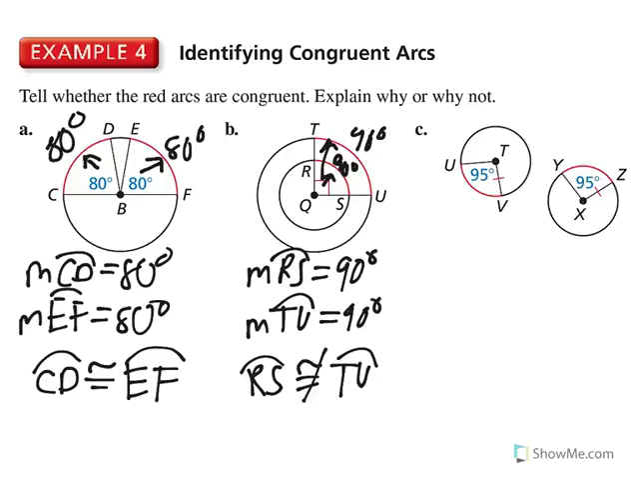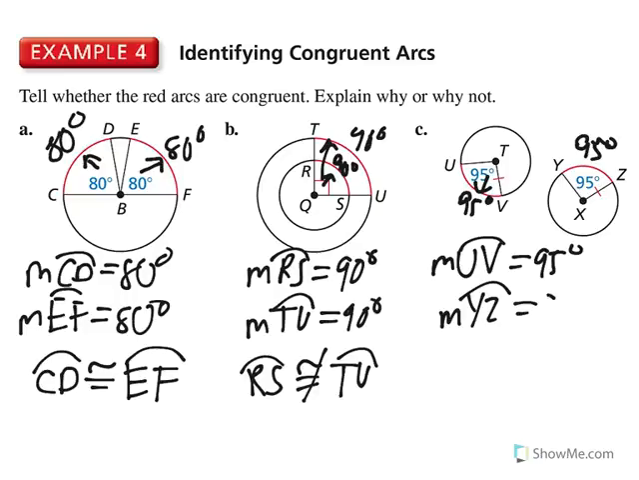And then our last one, C, we have this 95, so I'm going to move it out. The measure of that arc is 95. This one as well, the measure of that arc is 95. So the measure of UV is 95 degrees. The measure of YZ is 95 degrees. And then these two, if you notice the radius, they both have one line on them. So that means that the radius is the same. So that means that these circles are the exact same size. So I can say UV is congruent with YZ because my measures are the same and my circles are the same size.